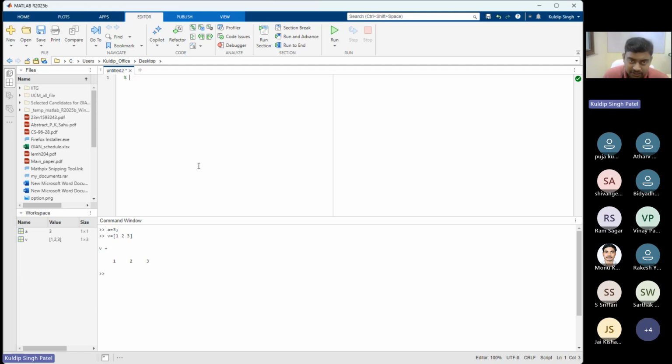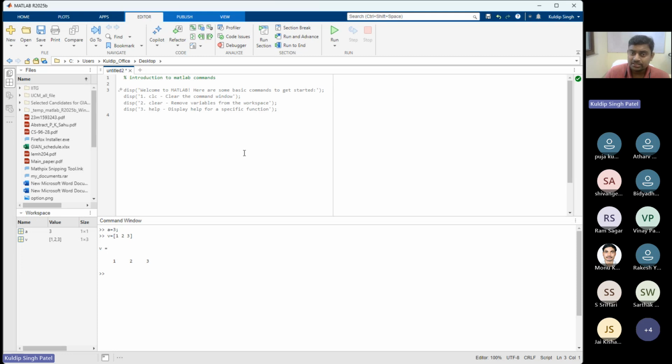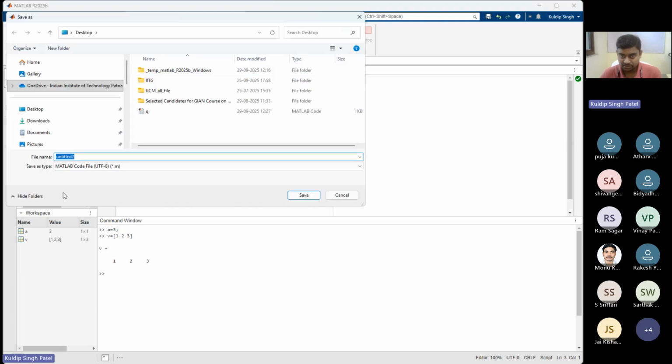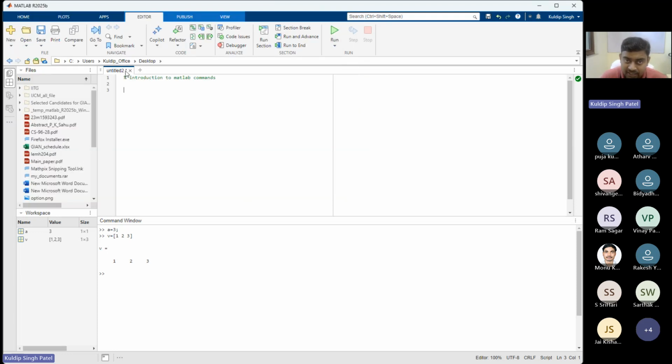Very good. So suppose I write here, introduction to MATLAB commands. What does it mean? This file has an introduction to MATLAB commands, but when you run it, it will not consider this line. Okay, let me tell you. But if you want to run it, it will first say that you save it because it is not saved. This star mark here clearly shows that it is not saved, right? So you can simply first of all save it.